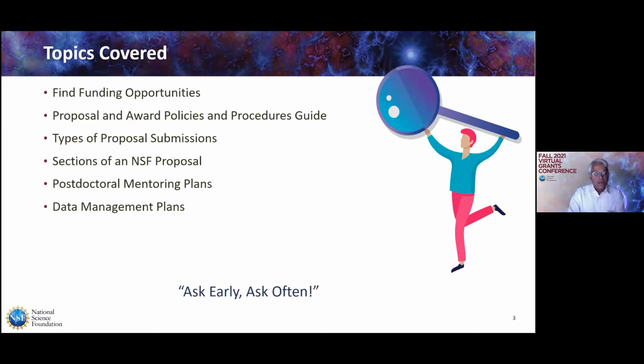So this is a session that's going to cover a wide range of topics, all the way from finding funding opportunities, the document that we at NSF fondly call the PAPG, or the Proposal and Award Policies and Procedures Guide, the types of proposal submissions that you can submit to NSF, the various sections of a complete NSF proposal, with specific mention and reference to the postdoc mentoring plans and the data management plans.